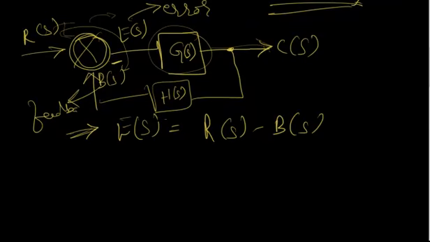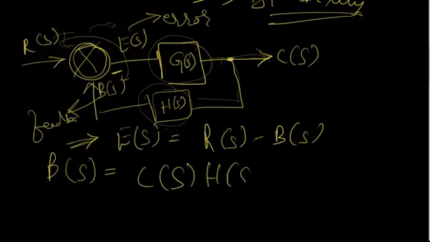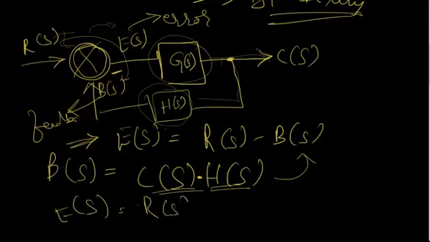So E of S is R of S minus B of S, but B of S is the output of H of S, and the input to H of S is C of S. So we can say B of S is equal to C of S into H of S, because B of S is the effect of the output C of S and H of S combined. So B of S is the product of C of S and H of S.